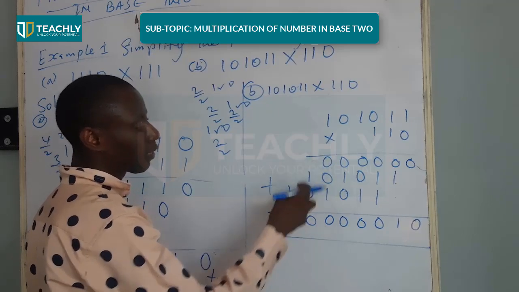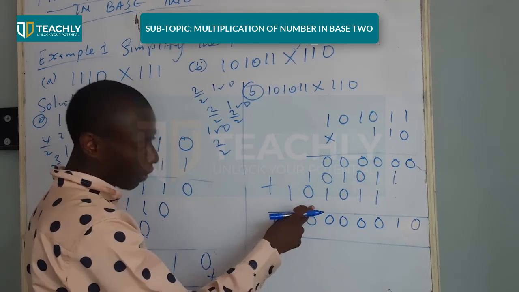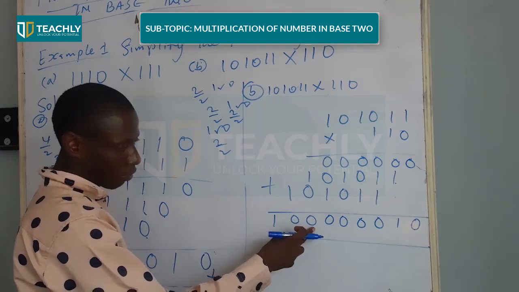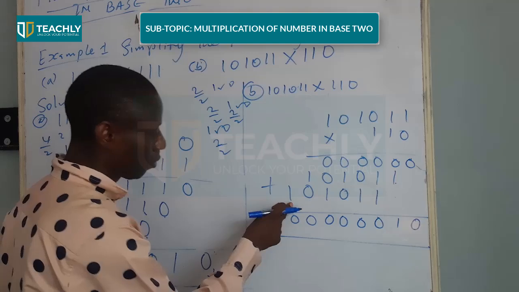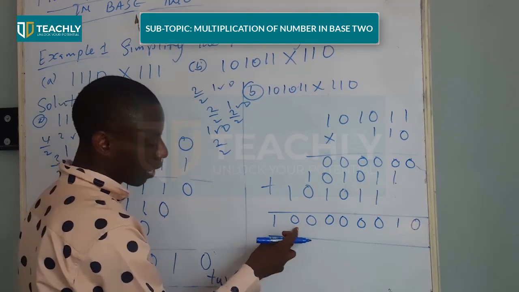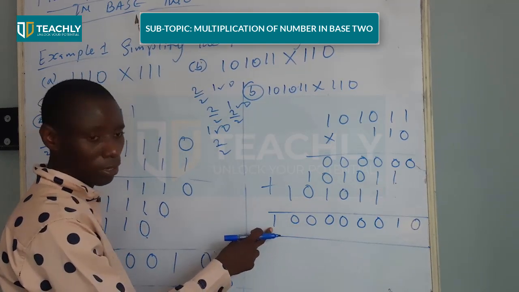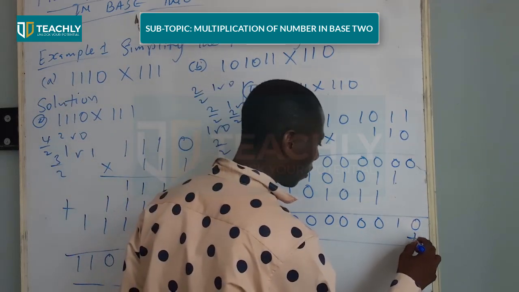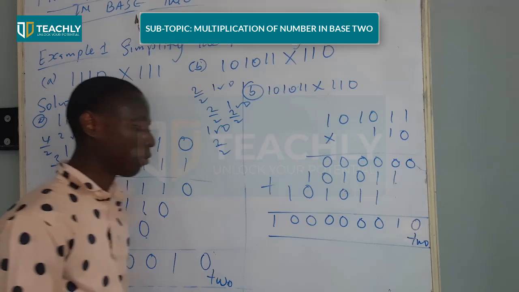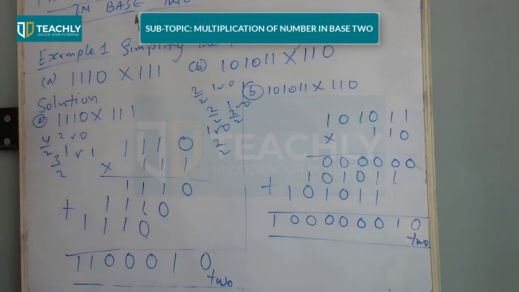Carry that one here again, add it to this, 2. Divide it again, 1 remainder 0, remainder 0. That one carry it, bring it here, 2. Divided by 2, 1 remainder 0, and that one. So since there's nothing remaining again, you're going to write your 1. So your answer is 1, 0, 0, 0, 0, 0, 0, 1, 0, base 2. That's how to add numbers in base 2.